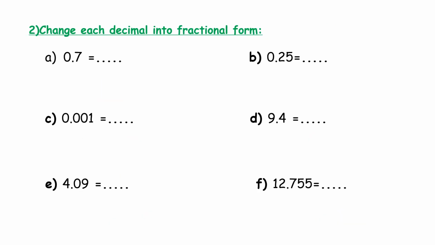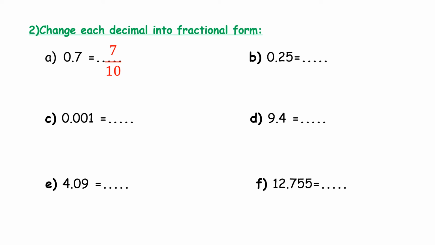Change each decimal into fractional form. I have here decimal form, and I want to convert it to fractional form. Number A, 0.7. If I want to write it in a fractional form, I have to write numerator and denominator. The denominator here will be 10. Why 10? Look here. How many digits after the decimal point? Just one digit. That means I will write 10 in the denominator and the numerator will be 7, and there is no whole number here.